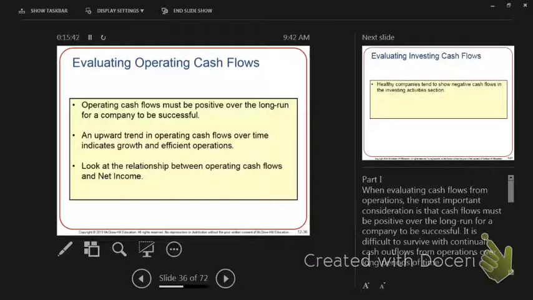And then look at the relationship between cash flows, operating cash flows, and net income. If net income is going up, should your operating cash flows also be going up? Yes. It doesn't have to be a one-to-one correlation. Net income could go up first, but then you expect cash flows to go up at some point. Otherwise, you're not collecting your accounts receivable.